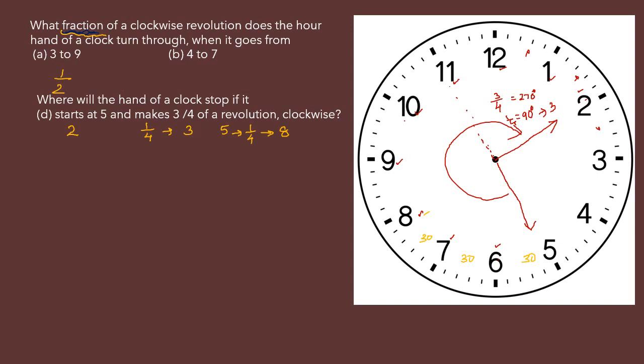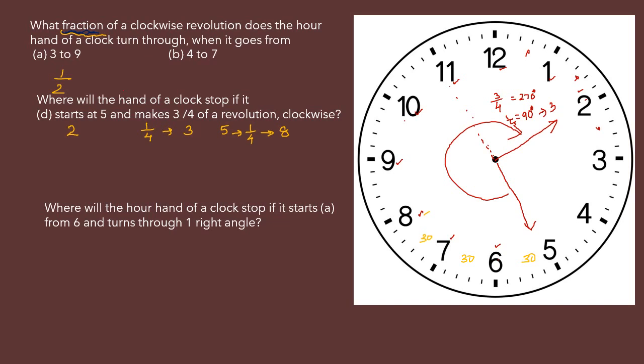Then again, half means 8. Again 3: 9, 10, 11. 3/4 means again 3. After 11: 12, 1, 2. This is how we calculate. Once you start doing it, this is the method. You start practicing it, it will be faster. The moment the question is asked, you will be able to answer.